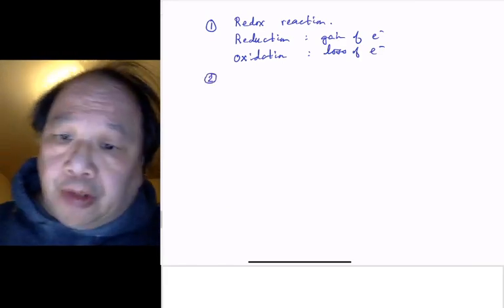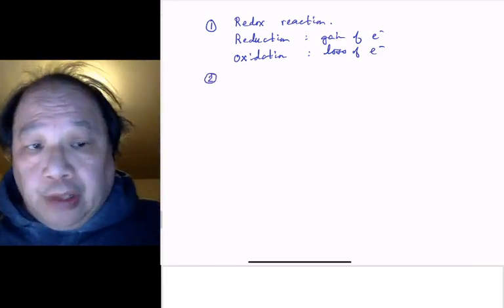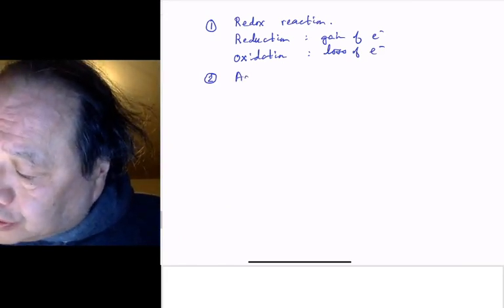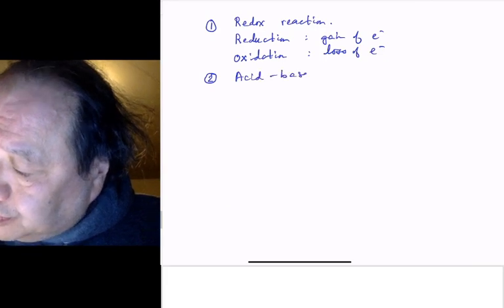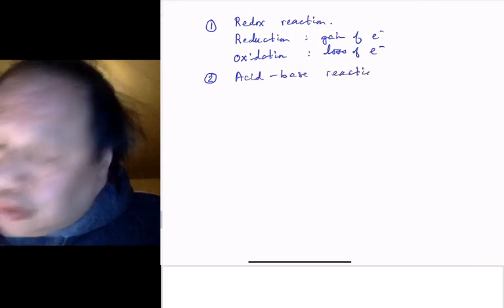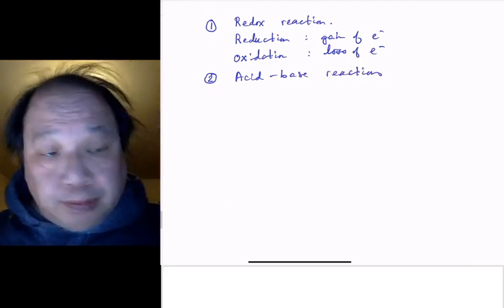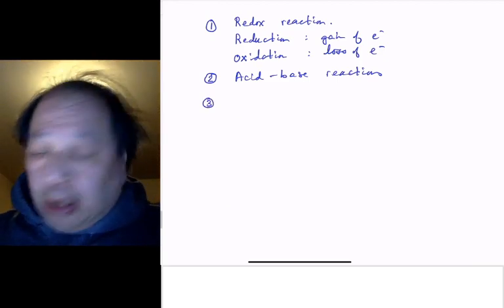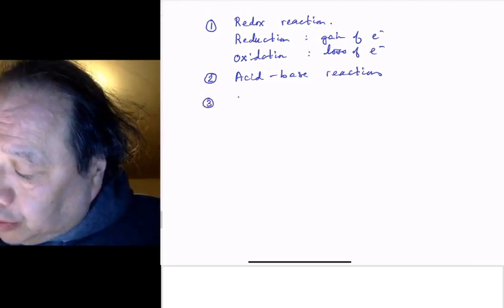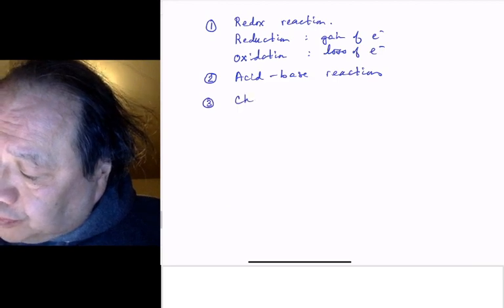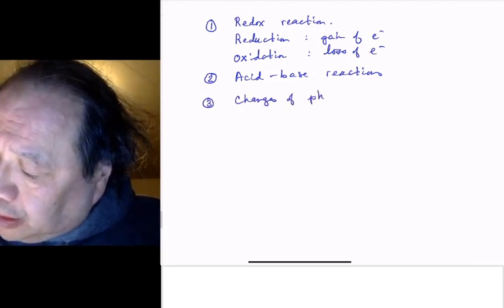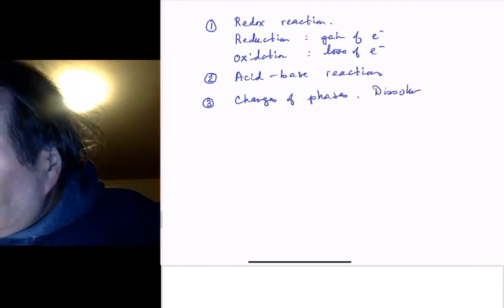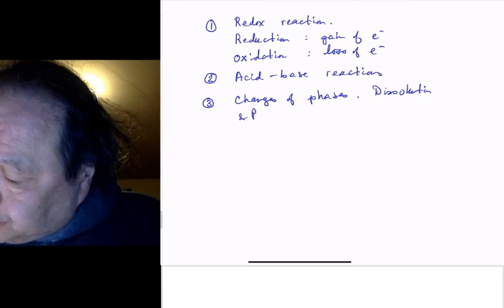If you read Macquer's book further, you'll discover that already chemists knew about acid-base reactions. These are less energetic reactions than redox reactions, but still quite energetic. And finally, there are reactions which are changes of phases. And the most important will be dissolution for us, dissolution and precipitation.